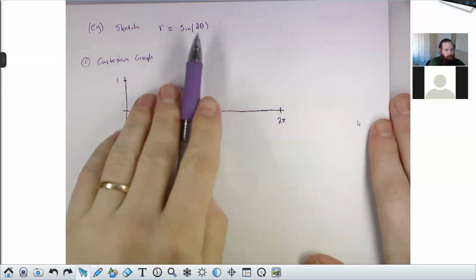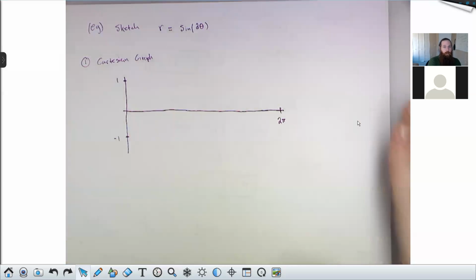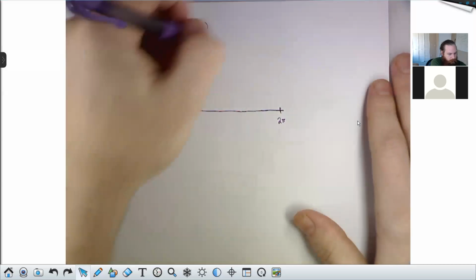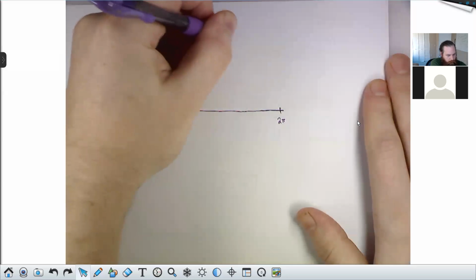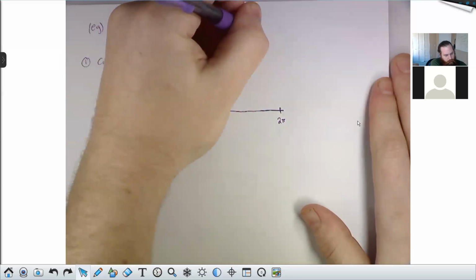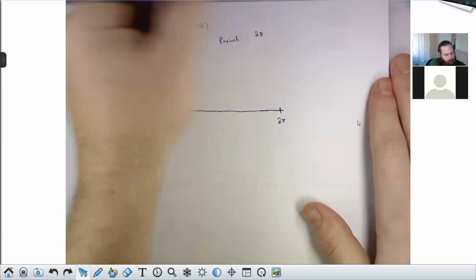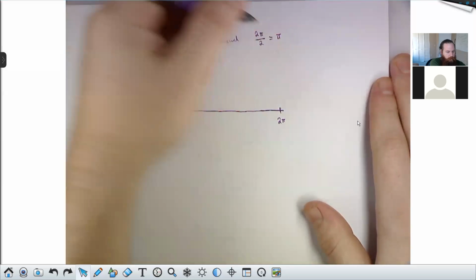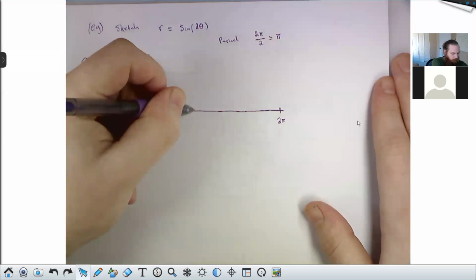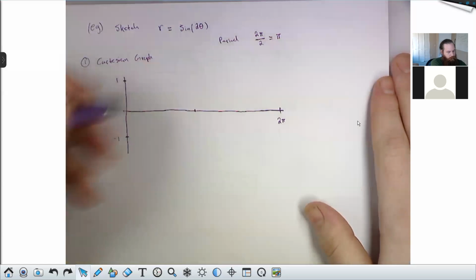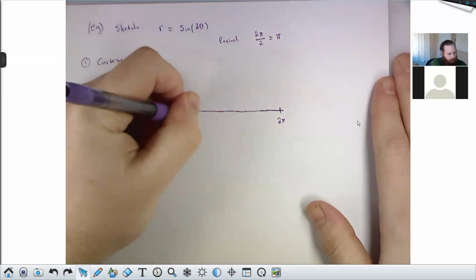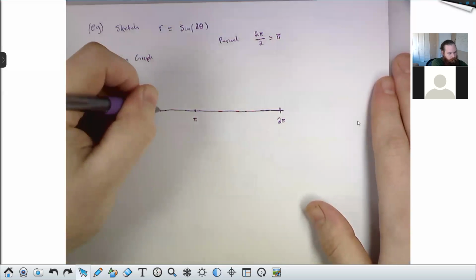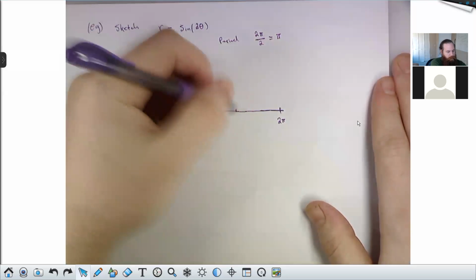Now, sine of 2 theta has twice the angular velocity that regular sine has. In other words, the period here is 2 pi over this number, which is pi. So we'll go through 2 full periods of this function between 0 and 2 pi. We'll have one full period out to pi, and then another full period between pi and 2 pi.